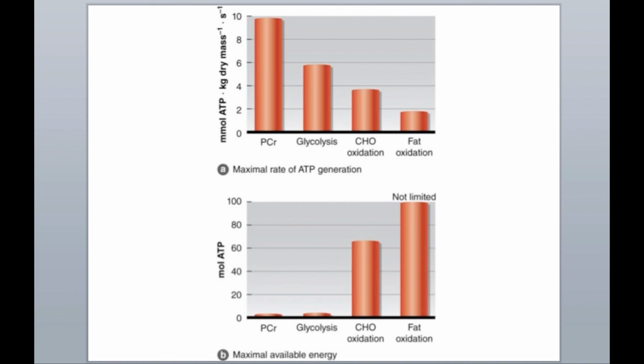So, and this is what I was talking about with the systems and how much they provide. Now, if we look at the rate of ATP generation, the PCR system provides a very high amount of ATP really quickly. It doesn't provide an enormous amount of it, as you can see in the bottom. And the same thing with glycolysis. It doesn't provide a large amount, but it does provide it fairly quickly.